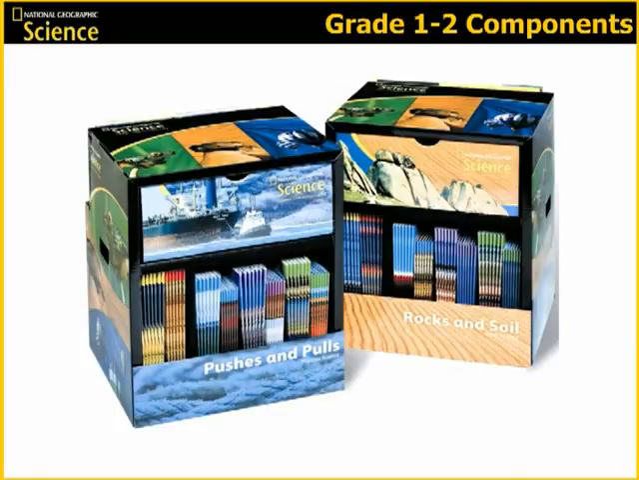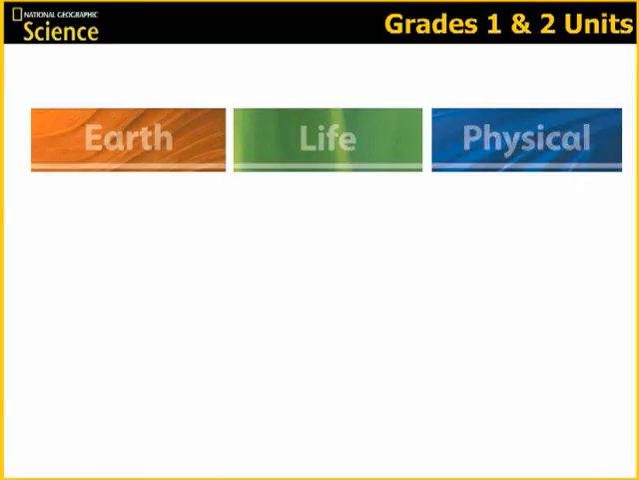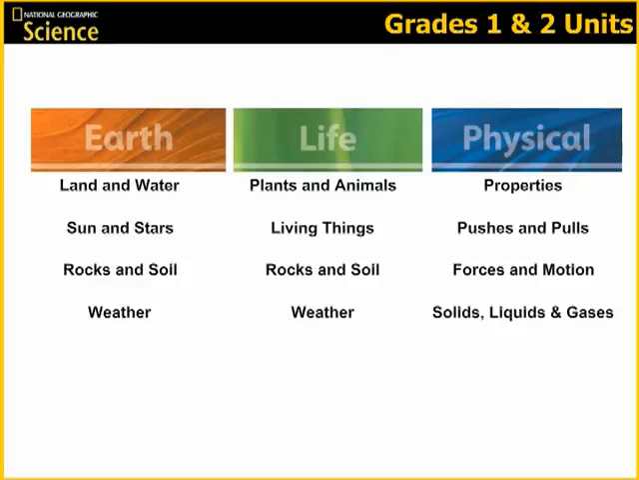In first and second grade, all print components for each unit will be housed in a kit like you see here. As you see, it's very similar to the kindergarten box. All of your big books will be found here in the back of the kit. This drawer contains all of your teaching materials, and all of your student books are here. There are 12 units available for first and second grade. 4 units for each of the areas of science: earth, life, and physical.